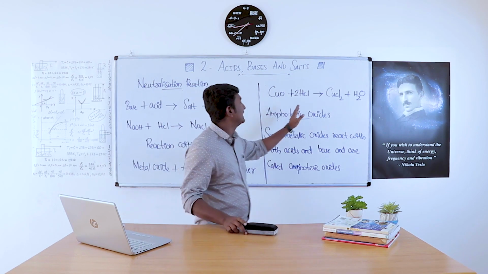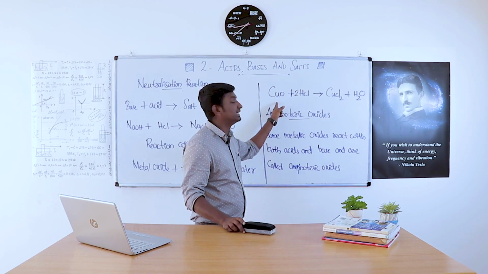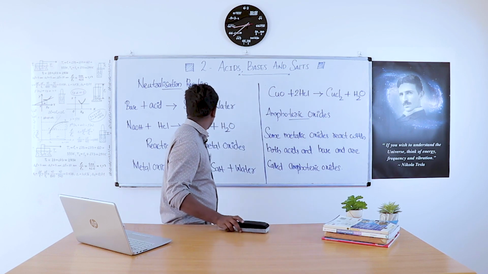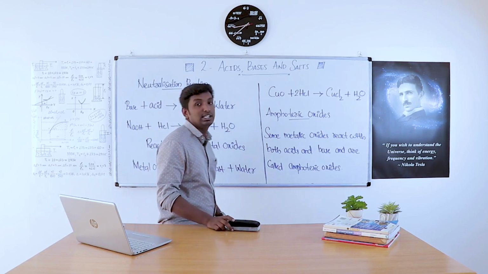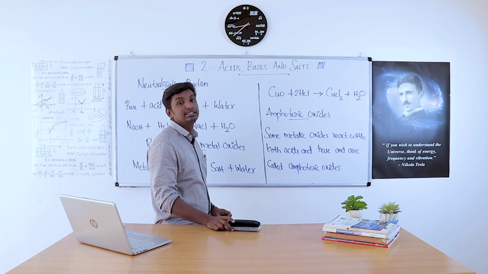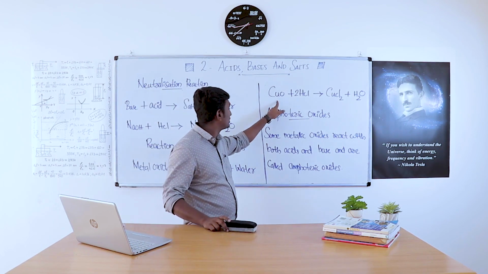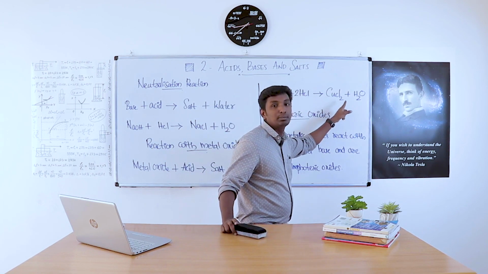CuO plus 2HCl gives CuCl2 plus H2O. CuO means copper oxide plus 2HCl. HCl means hydrochloric acid, that is a metal oxide plus an acid gives CuCl2, copper chloride, which is a salt, plus H2O, that is water. So in general, metal oxide plus acid gives salt plus water.